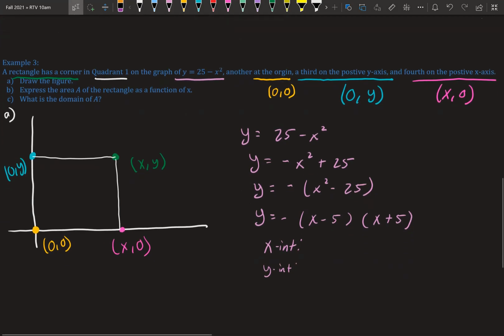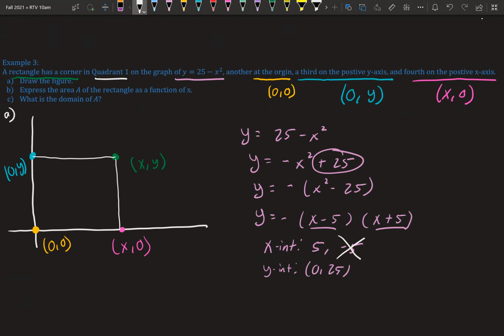Your y-intercept, remember, it's always the number. So it's 25, so 0, 25. Our x-intercepts, it's always the opposite of what's in here. So positive 5, negative 5. But we're working in quadrant 1. Quadrant 1 has no negative numbers. It's all positive. So negative 5 doesn't exist in quadrant 1. If we were to graph this, it starts at 25, which is up here, and the x's go all the way to 5. There's our figure.